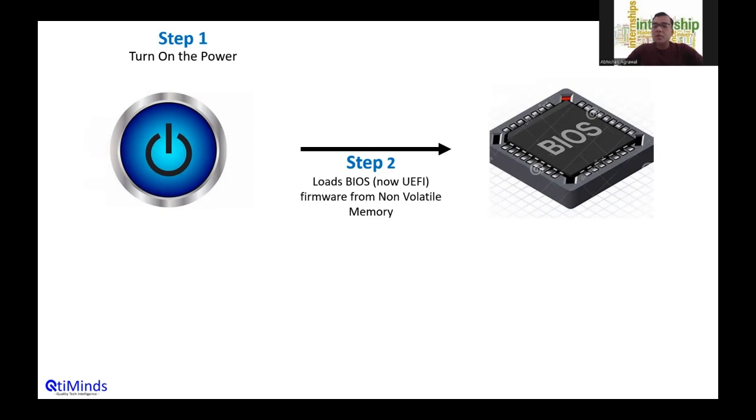As soon as you switch on the power, the BIOS firmware is loaded from non-volatile memory. So what is the use of this BIOS? As the picture shows, BIOS is basically a chip itself, and it gets energized. Basically, the firmware gets activated. And what does it do after the BIOS firmware is loaded? So let's see in the next.